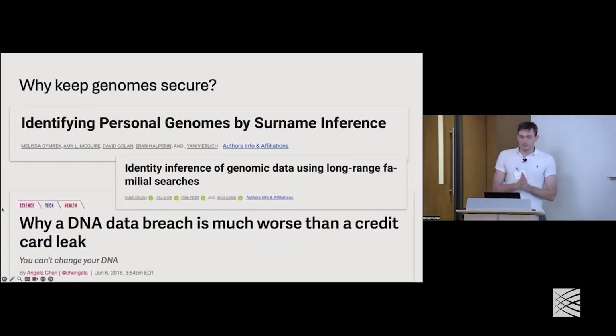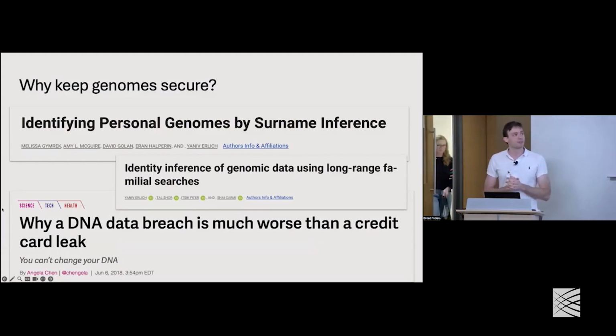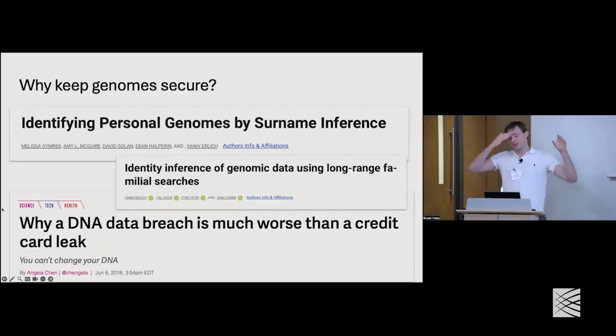And so for a quick background, why do we keep genomes secure? It's a very important problem. There are a lot of attacks where even taking anonymized genomes and anonymized genomic data, you can perform surname inferences, you can find out familial connections, and once your DNA is breached, there's really no way to change it. So it's out there forever, and your parents share a bunch of your DNA, your children also share a bunch of your DNA. So it can be quite harmful.